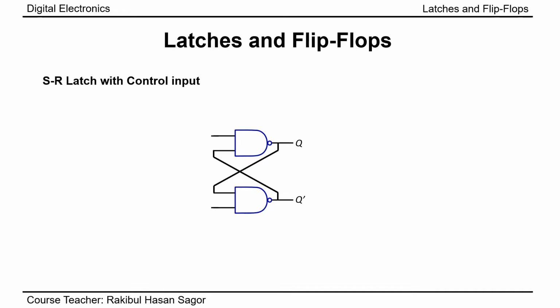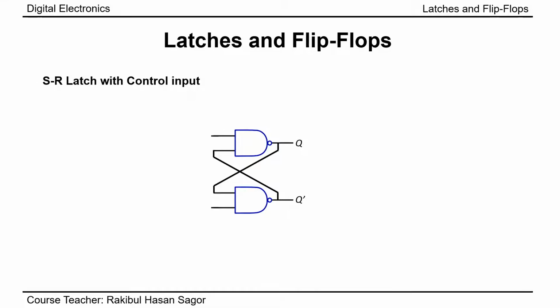When S equal to 0 and R equal to 0, the output will hold the previous data. However, the operation of the basic NOR and NAND latches can be modified by providing an additional control input, an additional control input that determines when the state of the latch can be changed.